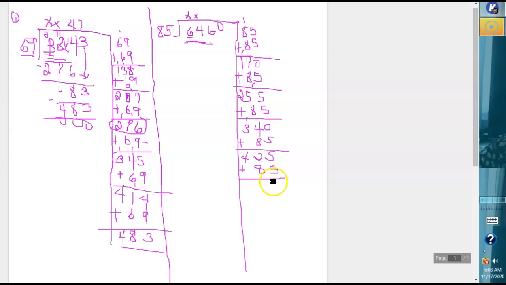Okay? So 5 plus 5 is 10. Carry 1. 1 plus 2 is 3, plus 8 is 11. Carry 1. So we have 1 plus 4 is 5. We're close to 646. So plus 85 again. So 0 plus 5 is 5. 1 plus 8 is 9. And then bring down 5. Plus 85 again.